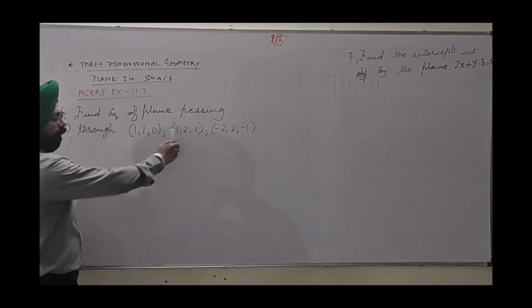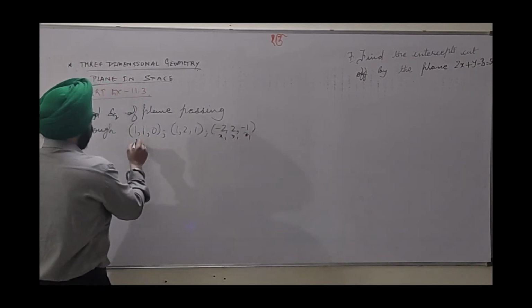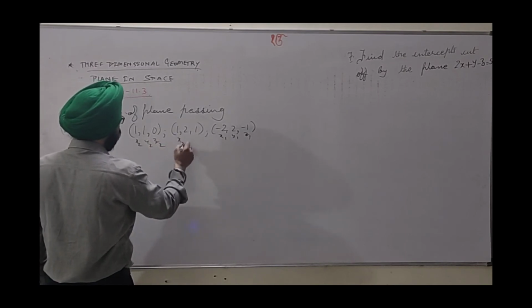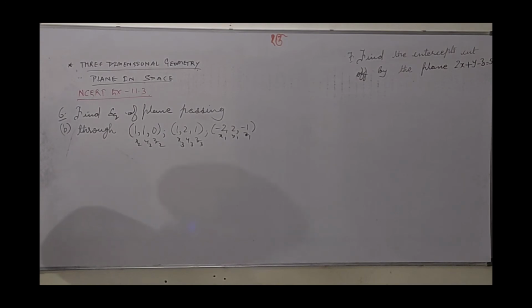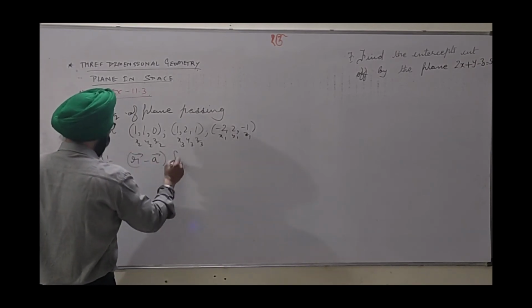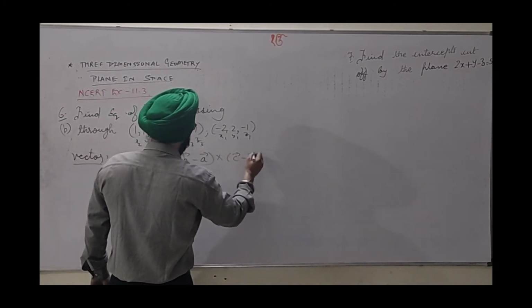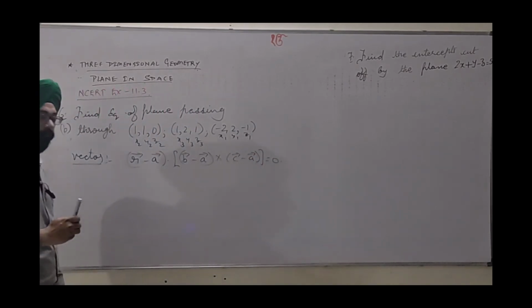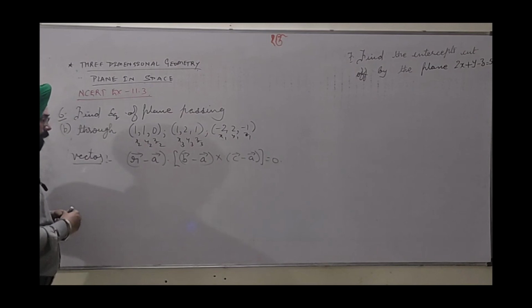Here again we are given 3 points. Any point can be taken. Let's suppose this is x1, y1, z1, x2, y2, z2, x3, y3, z3. This is compulsory to mark. Okay. Now as I started with the vector form, here also we will do the vector form. Let's check this: r minus a dot b minus a cross c minus a equal to 0. So this time we will find out this portion first. Okay, how? Let me explain.